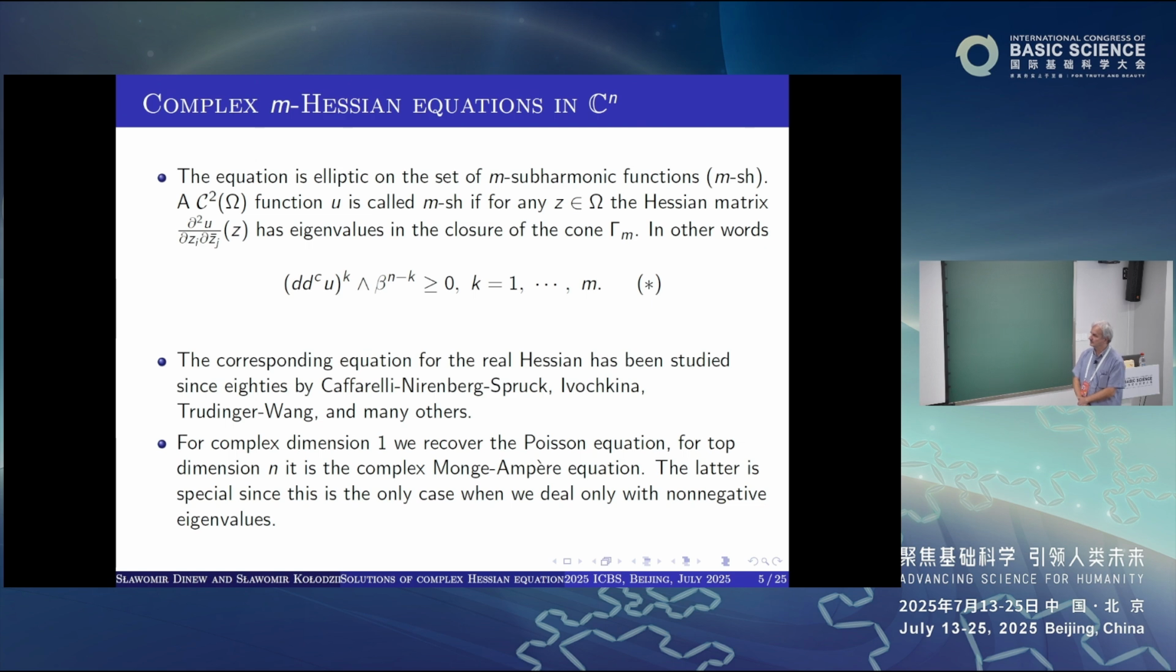In general, if m is equal to 1, then we have just a Poisson equation. For m equal to n, the dimension of the space, we have the complex Monge-Ampère equation, which is in many respects different from the general m-Hessian equation, because in this case we have all positive eigenvalues. And in general, it is not the case.